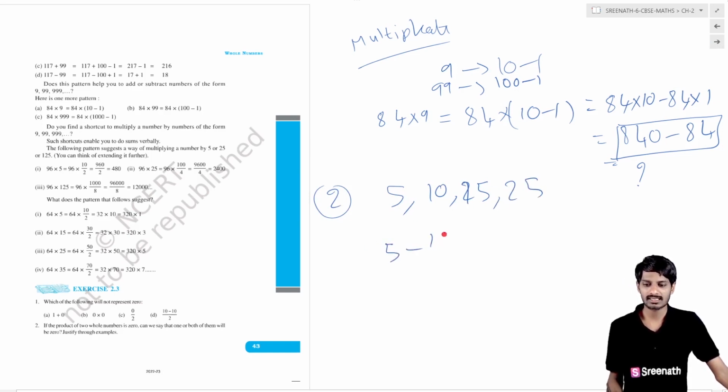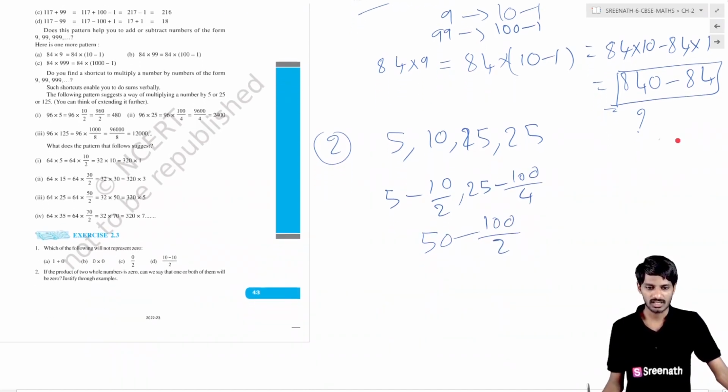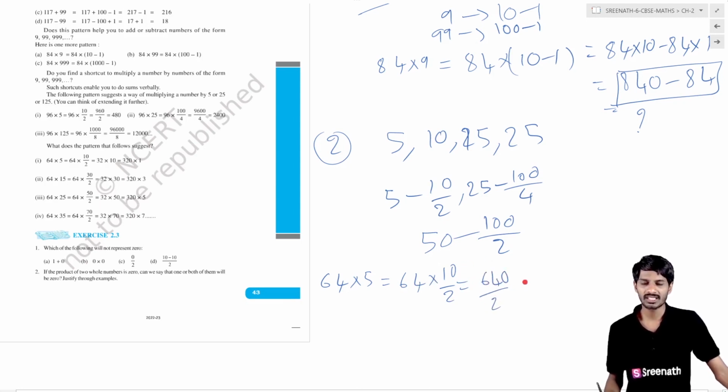You have to write 5 as 10 by 2, 25 as 100 by 4, and 50 as 100 by 2. Like that you can simplify your calculations. Basically, if you want to find 64 into 5, it is somewhat difficult, but 64 into 10 by 2 is very easy. Why? Because 64 into 10 means simply adding 0. 640 by 2, that implies the answer is 320. So it is very simple.